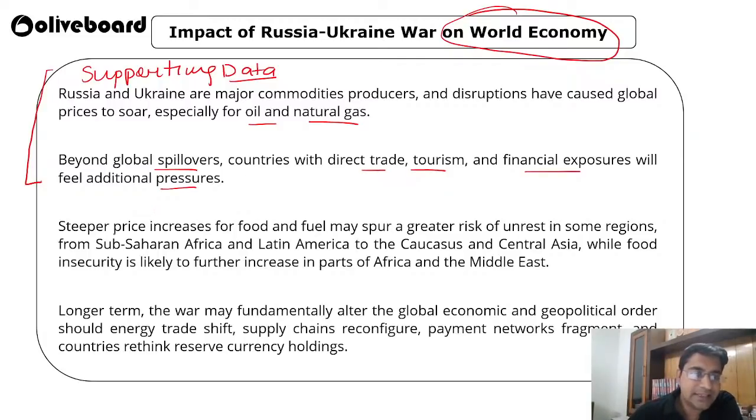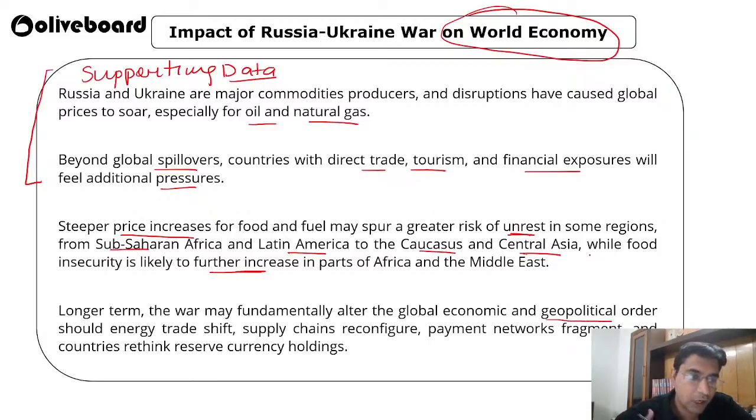There is a steeper price increase happening, and fuel may spur a greater risk of unrest. In the sub-Saharan region of Africa, Latin America, the Caucasus, and Central Asia, food insecurity is likely to further increase, because most of the African nations, sub-Saharan nations, and Latin America import fuel from these places. Because of that, there can be a huge issue of food and fuel. Longer term, the war may fundamentally alter the global economic and geopolitical order.